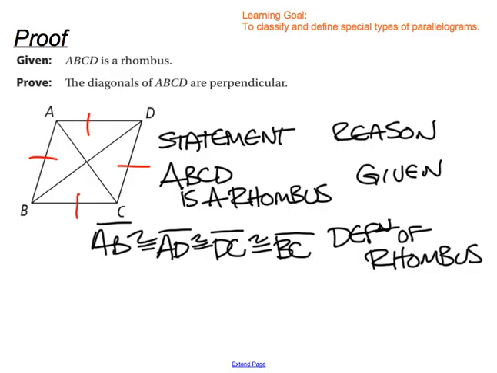So if we think back to the previous chapter, and we remember the converse of the perpendicular bisector theorem, we might remember that if A is the same distance from two endpoints of a segment, then it must exist on the perpendicular bisector of that segment. So in this case, we can say, since AB and AD are congruent, A must exist on the perpendicular bisector of BD. And therefore AC is perpendicular to BD.